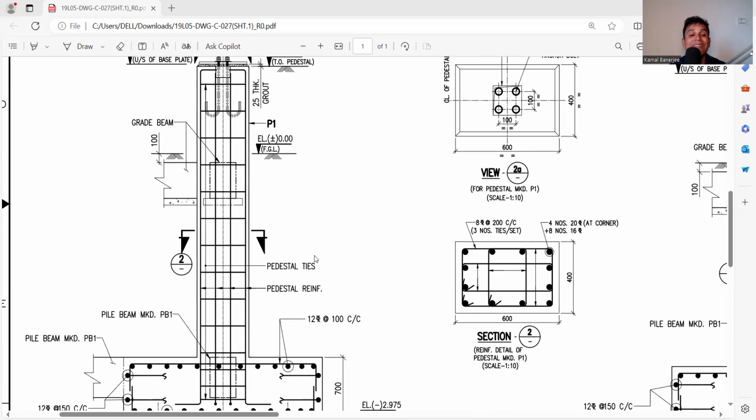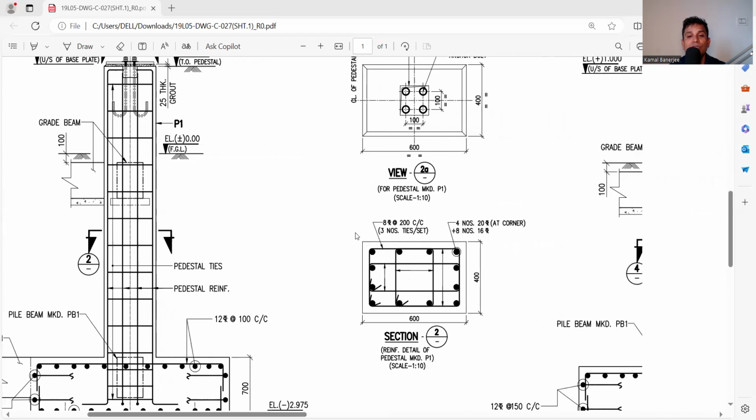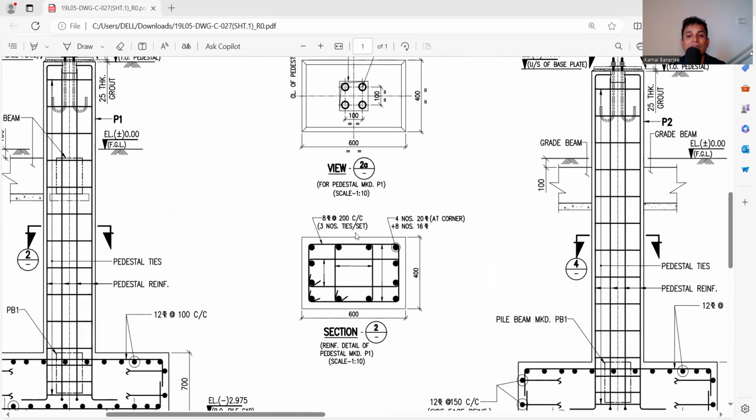Now what is the pedestal reinforcement? Here it is section 2. Now section 2 we need to check. See here it is section 2. In section 2 what is it saying? The main bar, or the vertical bar, is 4 numbers 20 dia at the corner. So at all 4 corners, one here, one here, one here, will be 20 dia bar, and the other 8 numbers, 1, 2, 3, 4, 5, 6, 7, 8, will be 16 dia bar.